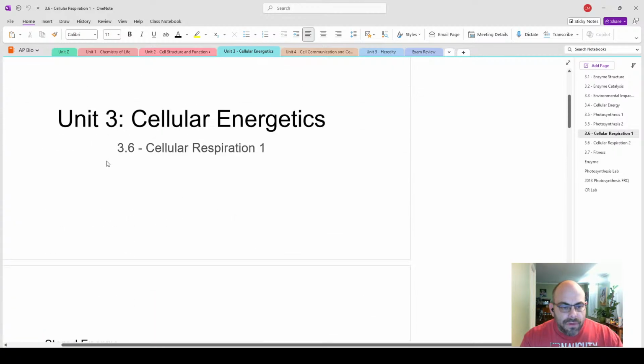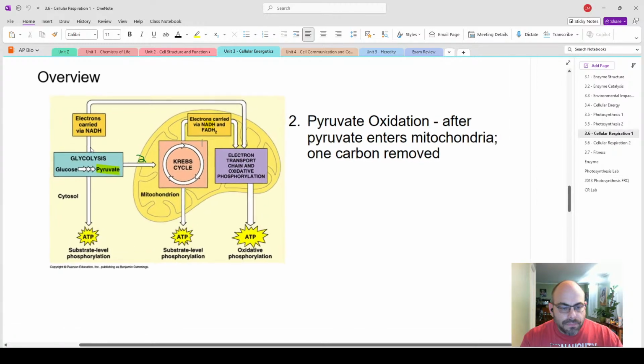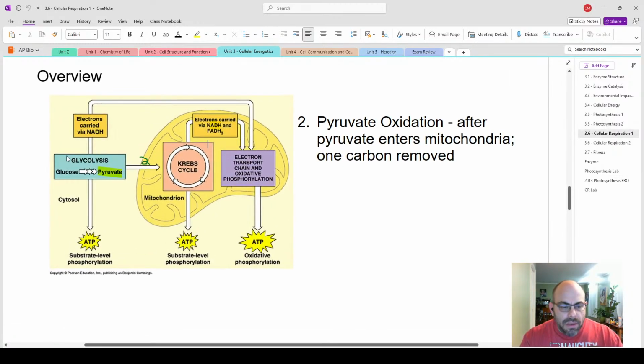All right, so let's get a big picture. Here's the big picture. We have our glucose. That goes in, and what comes out? ATP. That's it. There are a lot of things going on in between, but we're going to worry about the big picture, which is glucose goes in, ATP goes out.